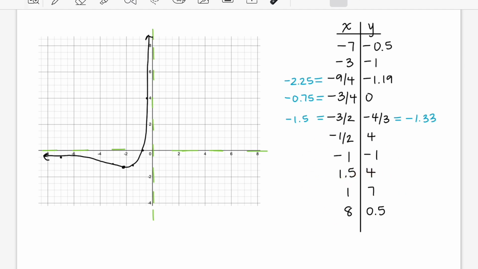So we have 1.5, 4. At 1, we get 7. And at 8, we get 0.5. So our function is going to be decreasing and concave up and intersect these points here.